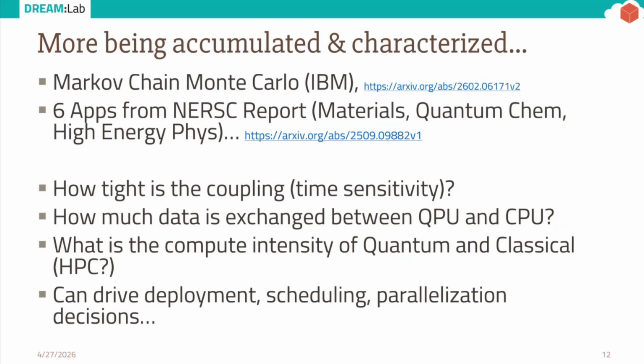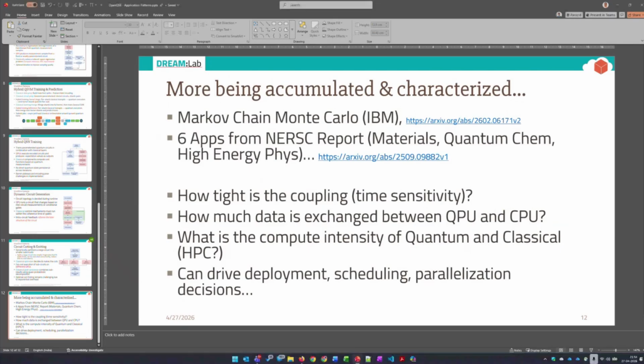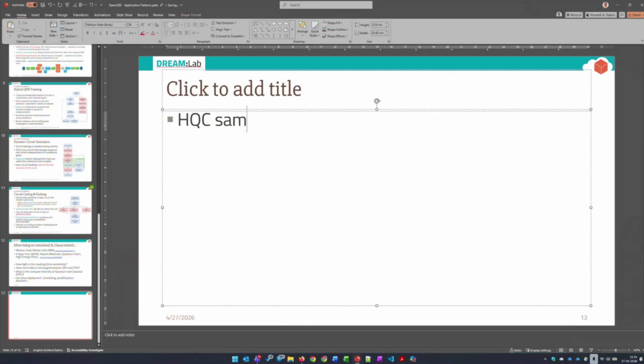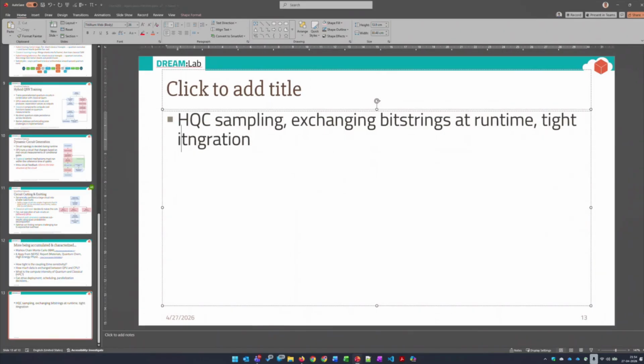One is in the hybrid quantum classical sampling, where the quantum and classical processors work together in configuration space. They are exchanging bit strings at runtime all the time. This is one of the examples of tight integration. You can think about, let's say, a hybrid with parallel tempering, where you invoke quantum processors from time to time, and you can think about QAOA or annealers, and you do reverse annealing. You start with a good classical hot start. You give another hot start to the classical processor.